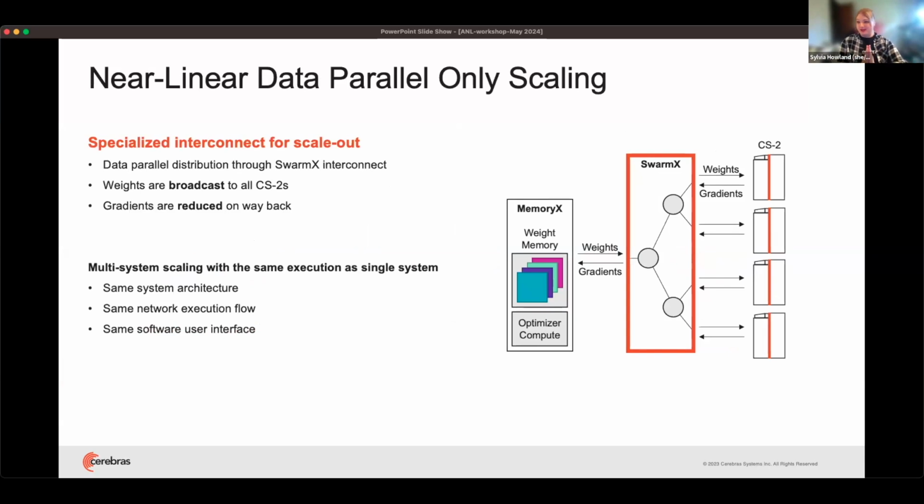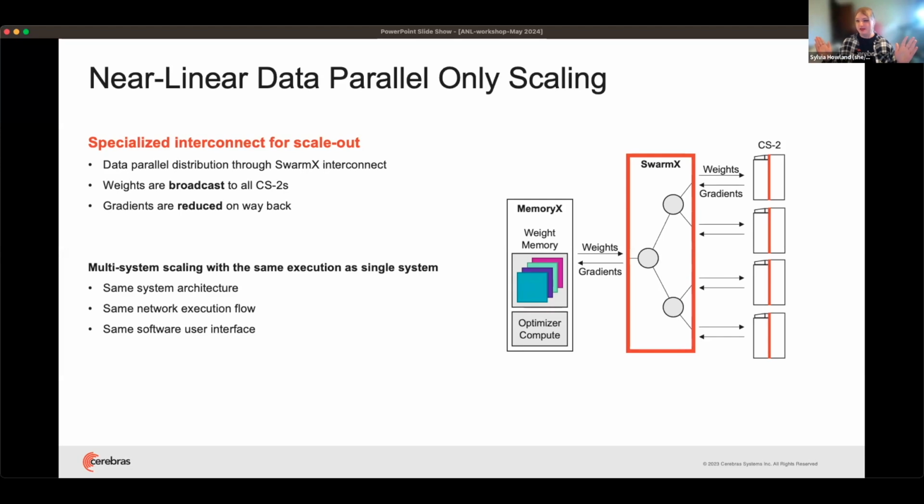Excellent. So there was another element of the appliance, which I skipped over before. We have our MemoryX, which is acting as our weight parameter server. We have all of our CS2s that are functioning as our compute backbone. We also have this SwarmX element, which is basically an interconnect set up in this tree-like topology that's going to let us efficiently broadcast all of the MemoryX weights to the CS2s. And then it's going to gather those gradients from the CS2s and efficiently reduce them for consumption on the MemoryX.